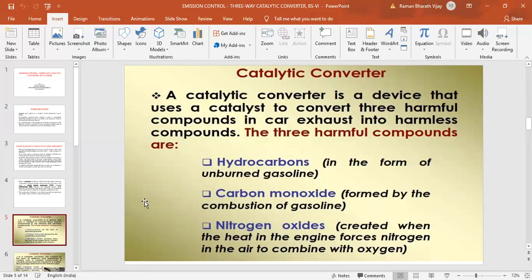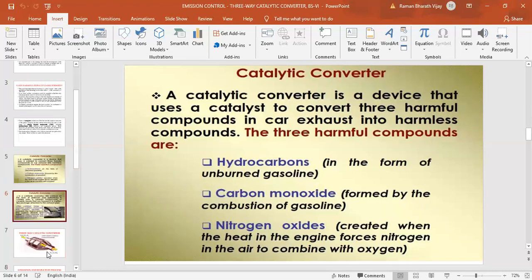So what is a catalytic converter? It is a device which uses a catalyst. What is its purpose? To convert harmful components into harmless components. We know that there are three harmful components: hydrocarbon, carbon monoxide, and nitrogen oxides. We have to convert these using the catalytic converter.